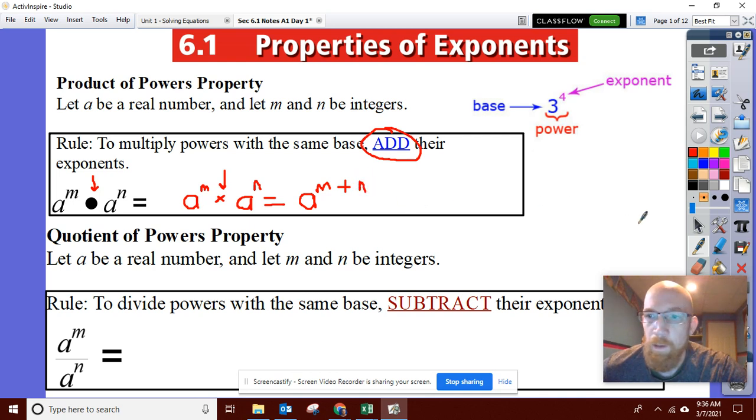And then down here, it says when we're dividing powers, this is called the quotient of powers property. When we're dividing powers, you subtract the exponents. So I have subtract circled right here, and we would be subtracting. So the answer here would be a as the base, to the m minus n. This is something we covered all last week, and you will have to continue to know how to do this.